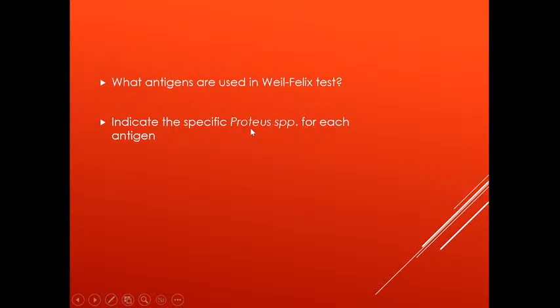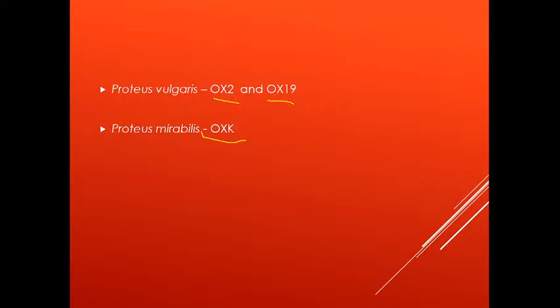All right, now, the antigens used for Weil-Felix are actually from two different organisms. OX19 and OX2 come from somatic antigens of Proteus vulgaris, and OXK comes from Proteus mirabilis. Okay? So you have two types of organisms when you're doing Weil-Felix.